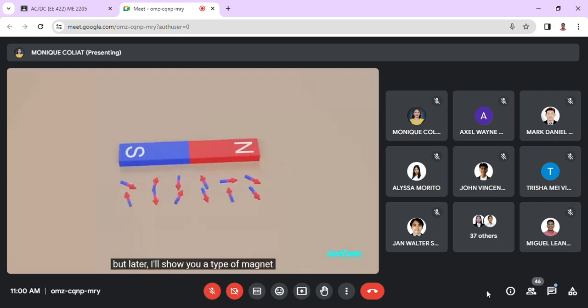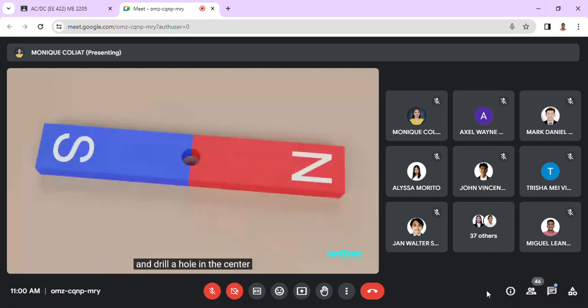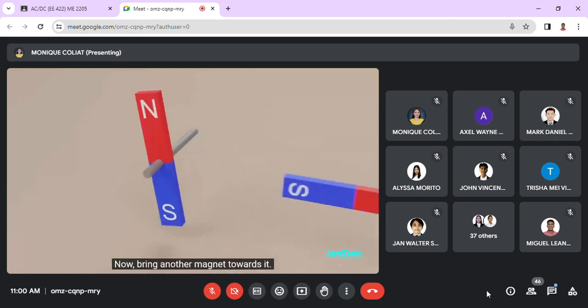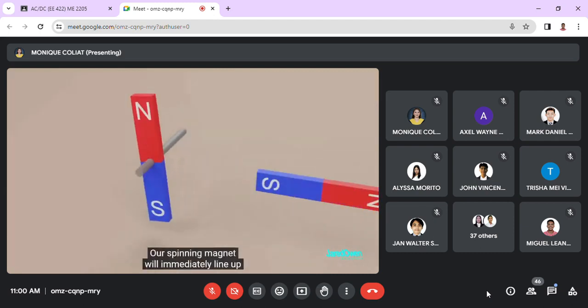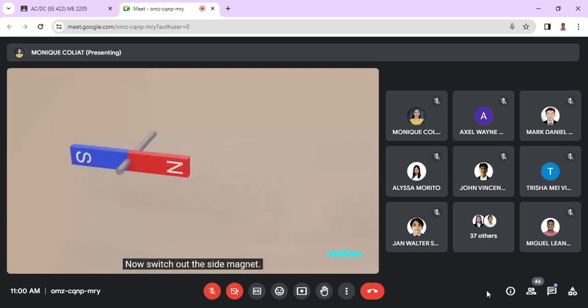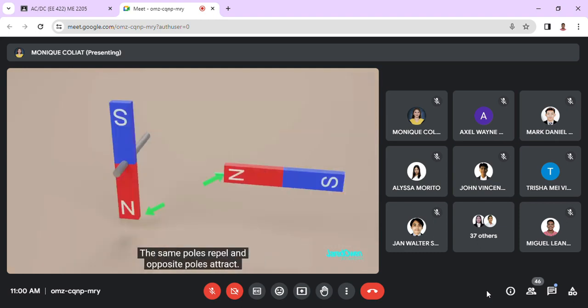Let's take one of our permanent magnets and drill a hole in the center and put it on something that will allow it to spin. Now bring another magnet towards it. Our spinning magnet will immediately line up until opposite poles are right next to each other. Switch out the side magnet. The same poles repel and opposite poles attract. If we keep switching out these side magnets, then our spinning magnet will just keep spinning. This concept of the spinning magnet is really important. We'll come back to it in a moment.